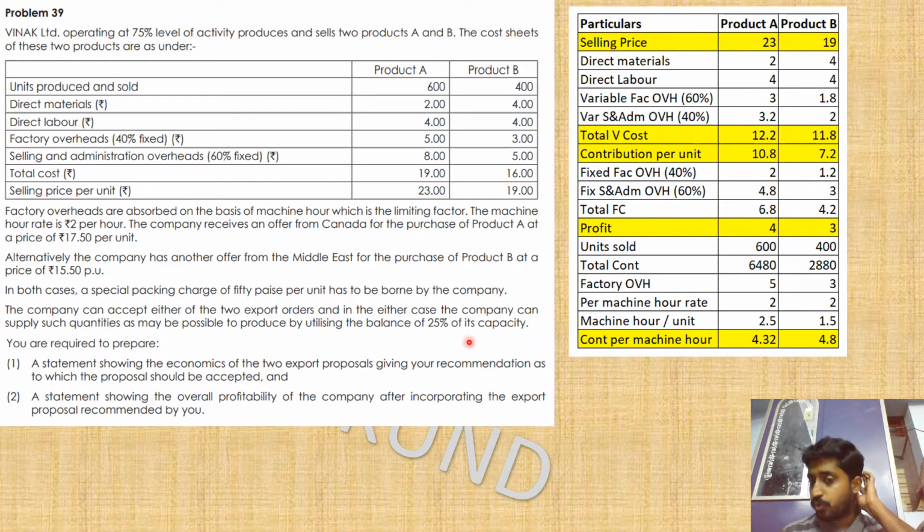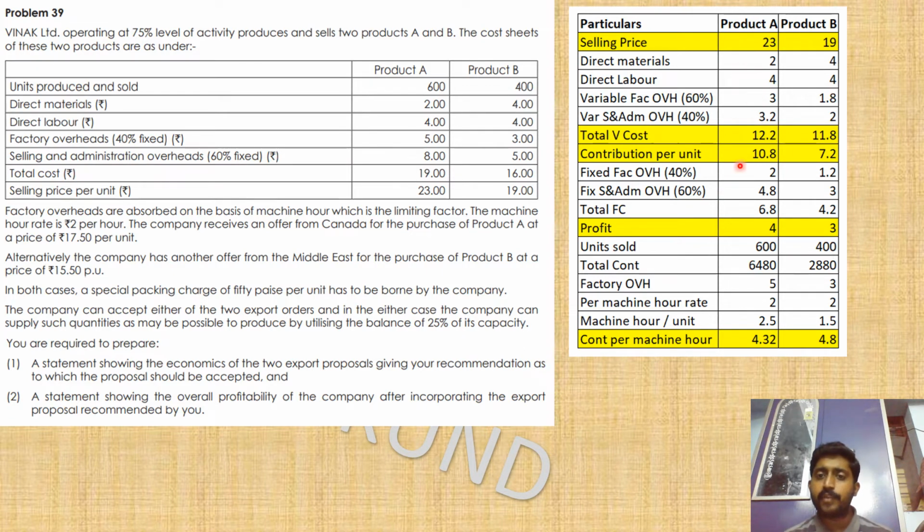Okay, so which proposal is best, whether to send to Canada or Middle East, and whichever you choose, incorporate that to the current, already you are running at 75% capacity, right? What is the profit of that, plus which is the best, Canada or Middle East, incorporate that also within your statement and find the overall profitability. So this is what the question is.